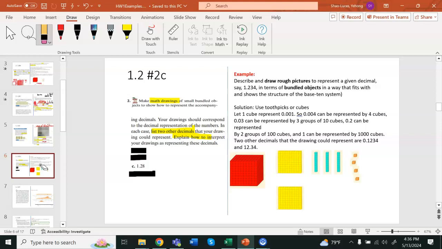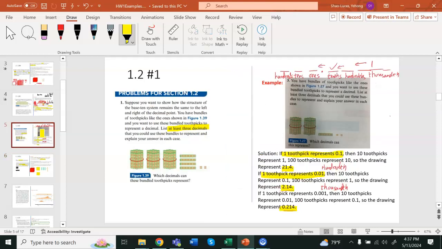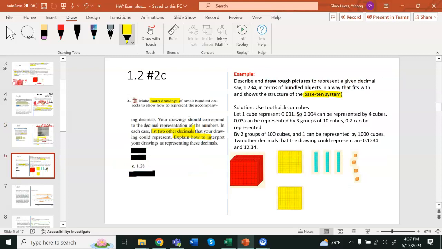In terms of bundled objects, you could use toothpicks, paper clips, or cubes in a way that fits and shows the structure of the base 10 system. In chapter 1, most of the problems are related to place values. I chose cubes, but you could use toothpicks, which are going to look something like this. Cubes might be a little easier to draw, especially if you do it electronically. You can just copy the pictures here.